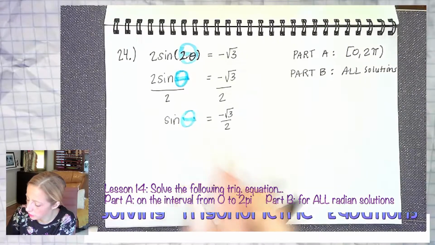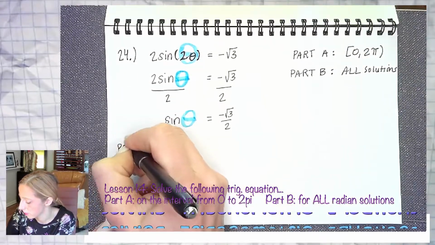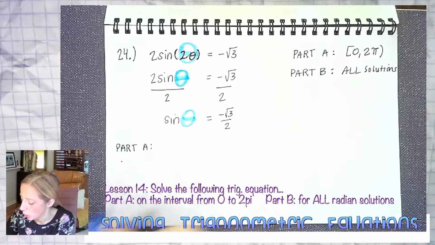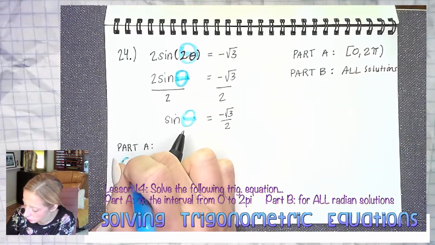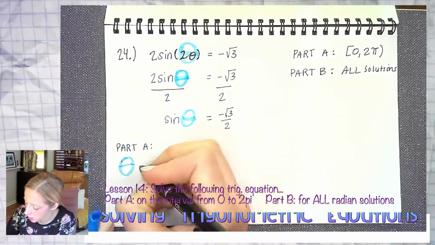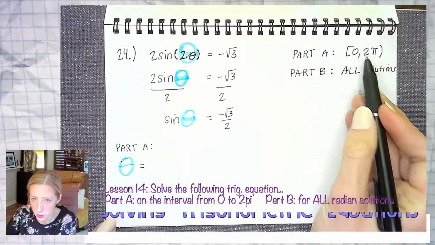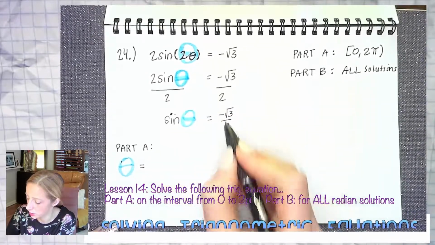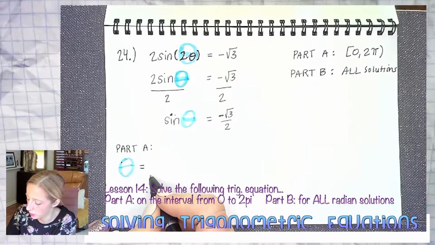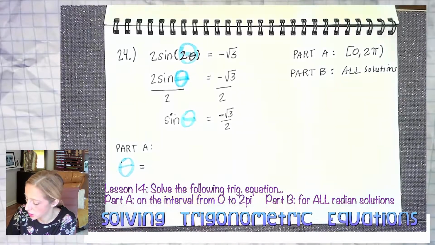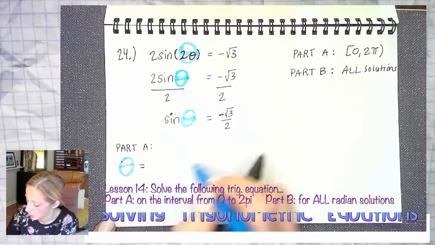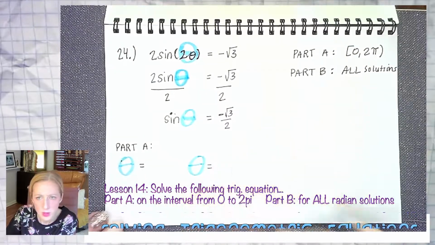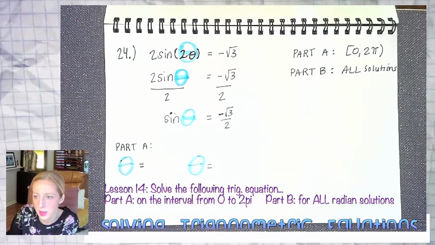So if I were to solve this, part A, between 0 and 2 pi, I want to know what angles of theta on the unit circle between 0 and 2 pi, when I find their sine or their y value on the unit circle, give me negative root 3 over 2. Which 2 angles? We should get two different angles. Go ahead, Lispel.